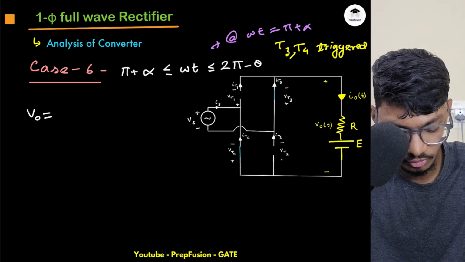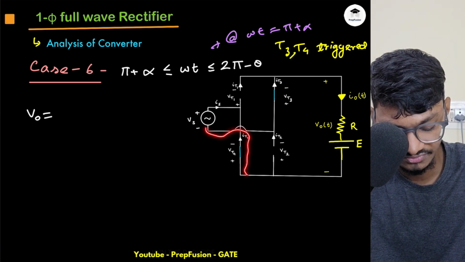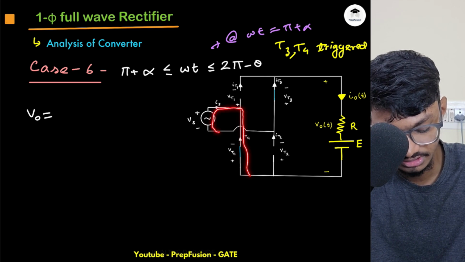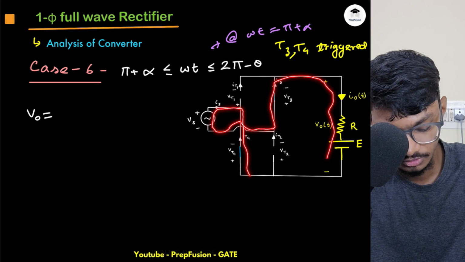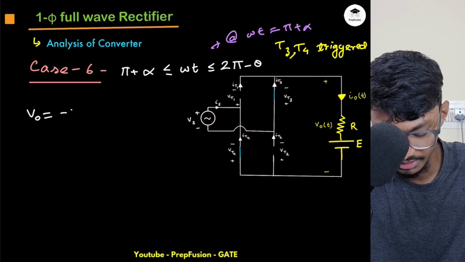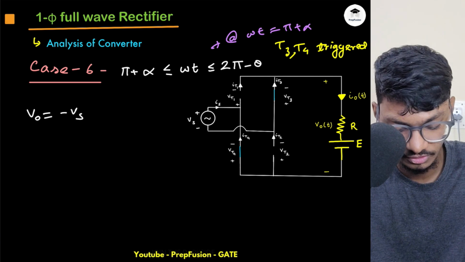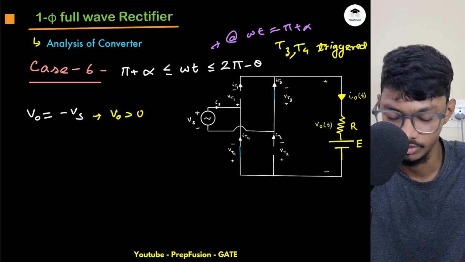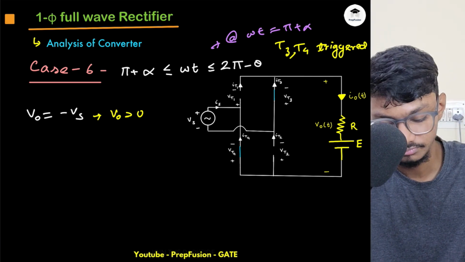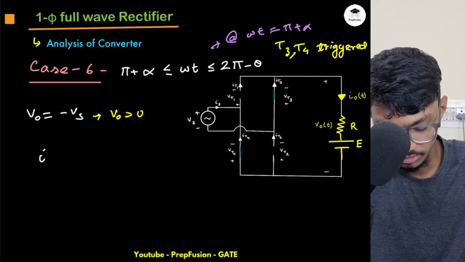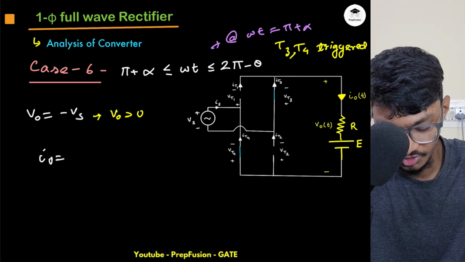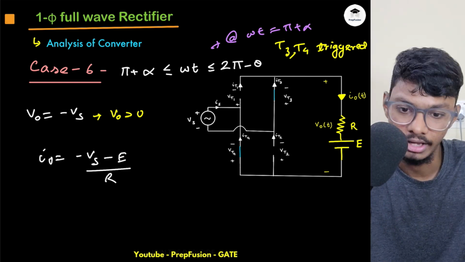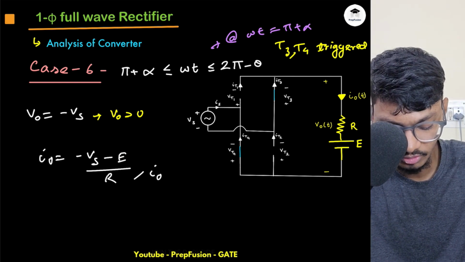what? This time if you apply KVL, VO will be minus VS. If I go plus VS and plus VO equals 0, then VO will be equal to minus VS. This is very important, and as VS is negative, my overall VO will be positive because VS in itself is negative. And what is my IO equal to? IO will be VO, which is minus VS, minus E, divided by R. This will be my IO value. Now IO will be positive.